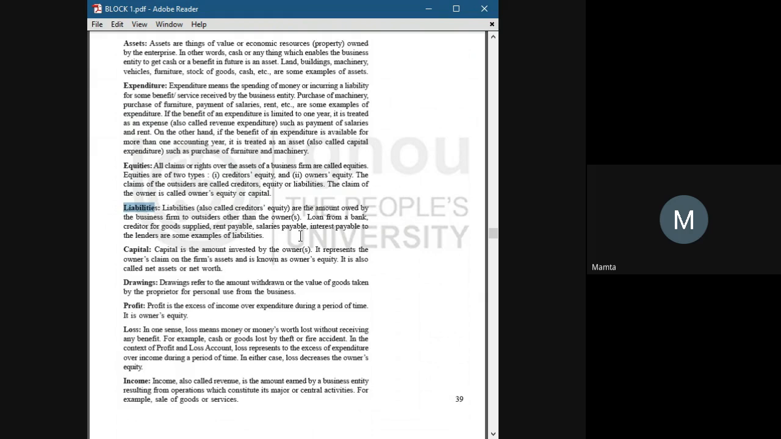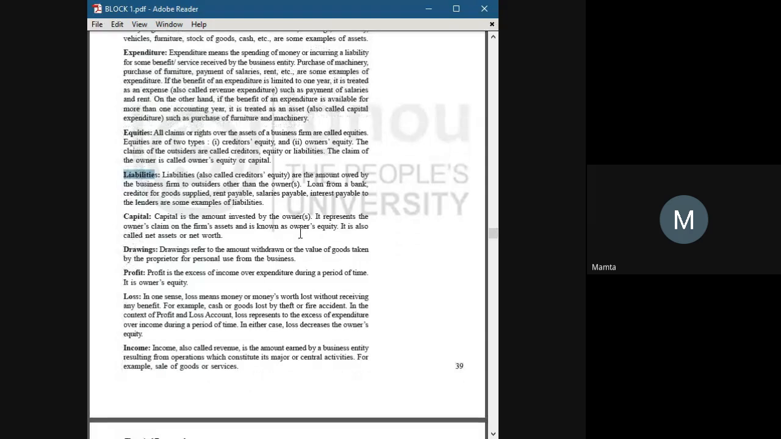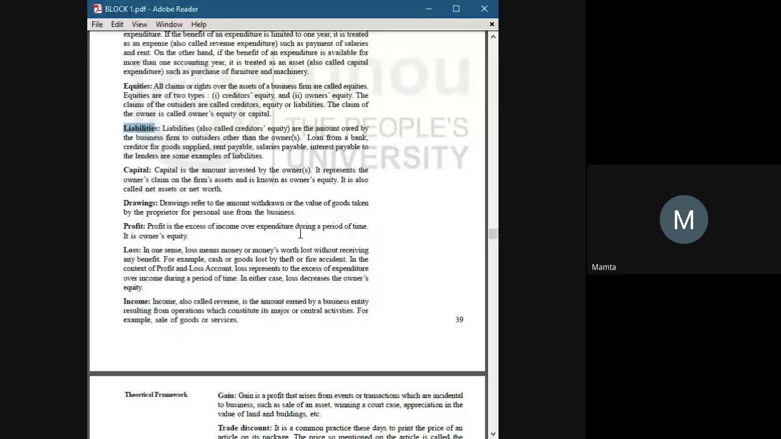Liability is the amount owed by the business firm to the outsider other than the owner. Like when you take a loan from a bank, or when you take a loan from a particular person, all these things are liability. Creditors is also your liability because you have to pay them.